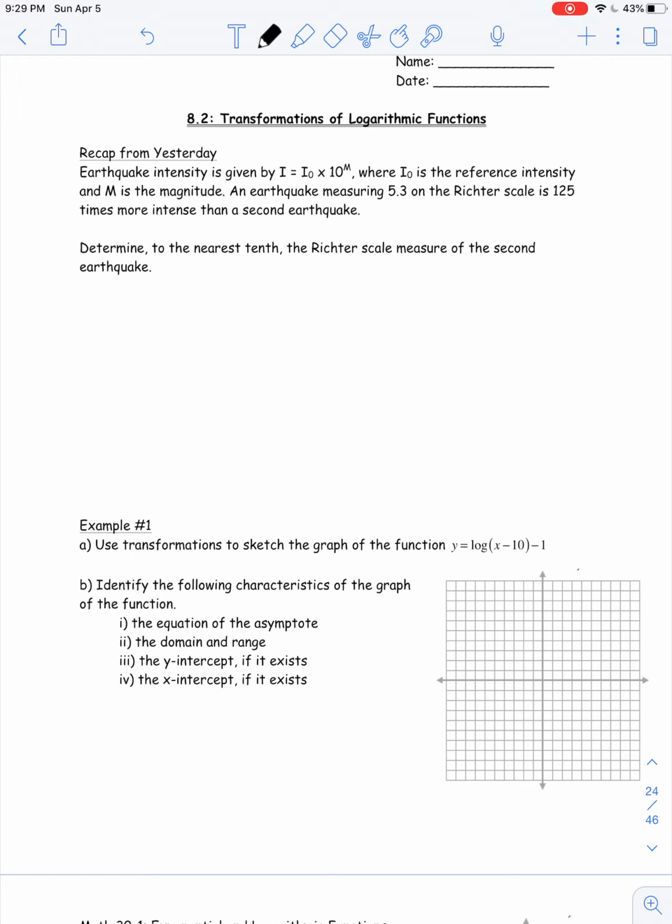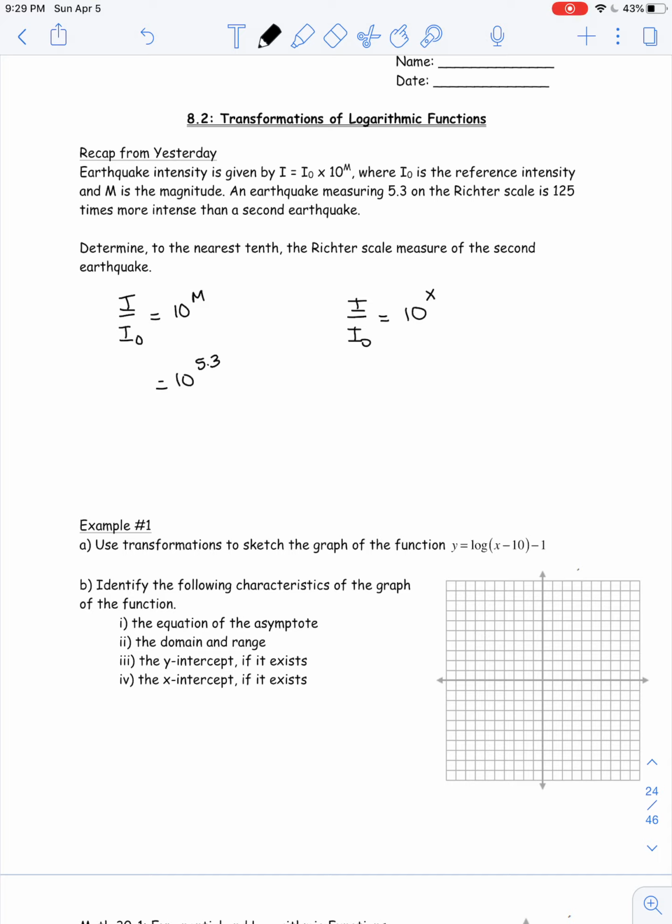Well, what I want to do is first write it as a comparison. We want to find out the amplitude of one earthquake, and then we'll compare it to the other. So we know that I over I0 is equal to 10 to the power of M. So one earthquake is equal to 10 to the power of 5.3, and another earthquake is going to be 10 to the power of some unknown. We can call it x.